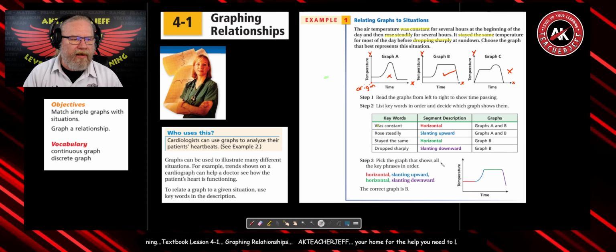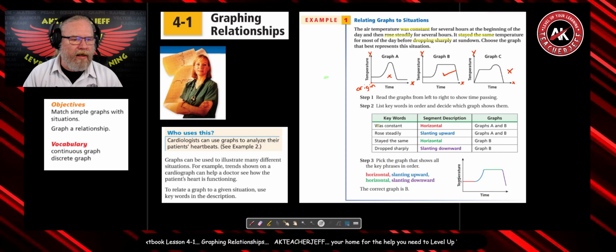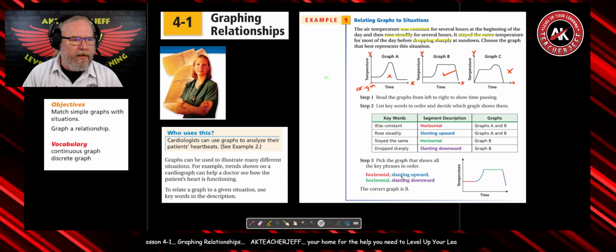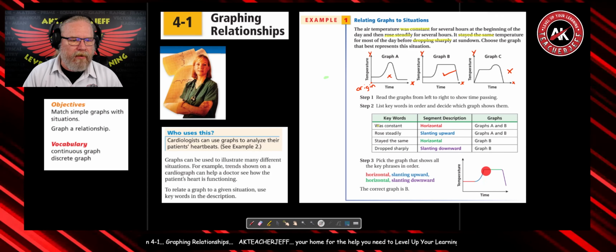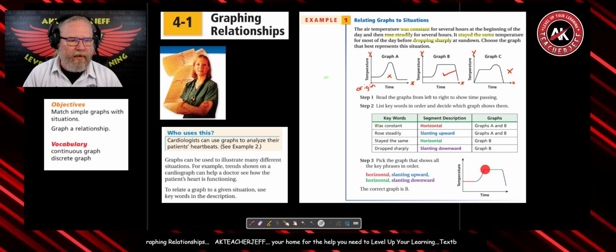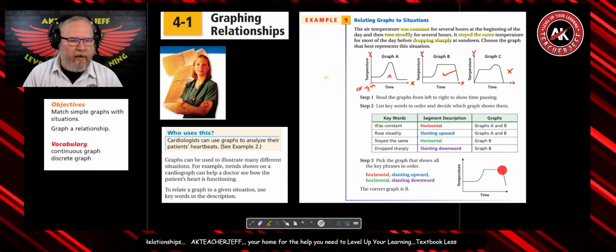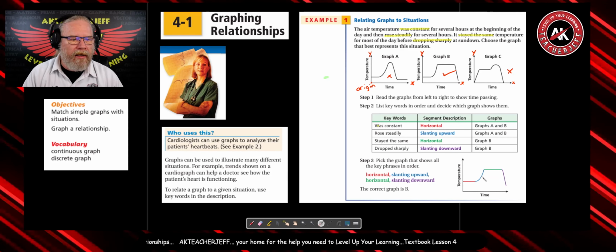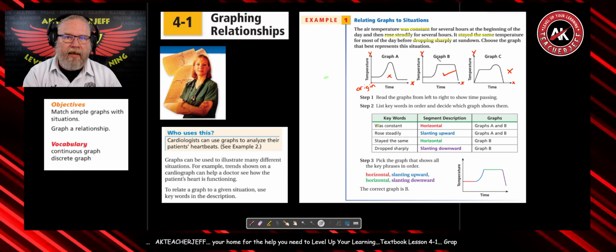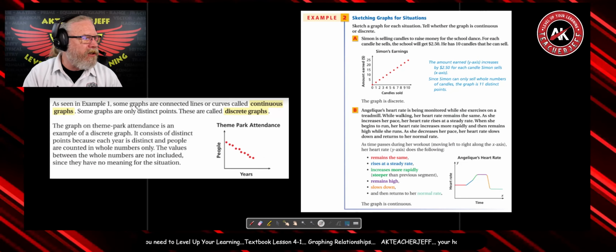So step 3 is to pick the graph that shows all the key phrases in order. We have the red, horizontal, staying steady or constant. Rising steadily is the blue upward swing that we see right here. Then being horizontal, that's staying the same once again, like being constant. And then a slanting downward that shows dropped sharply. So as we can see, graph B would be the correct answer. So let's go ahead and move along to our next page here.